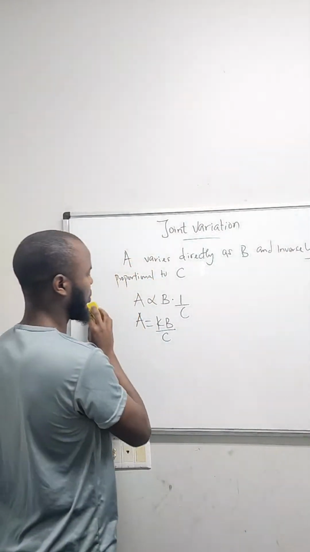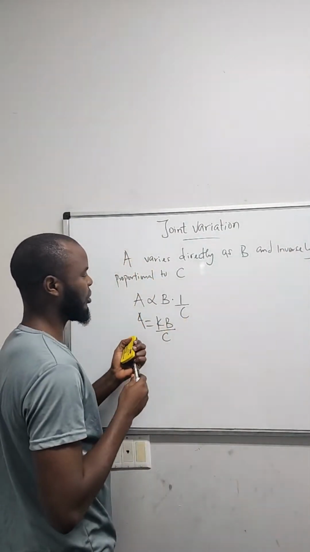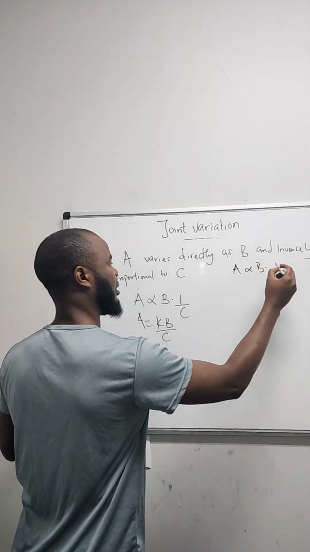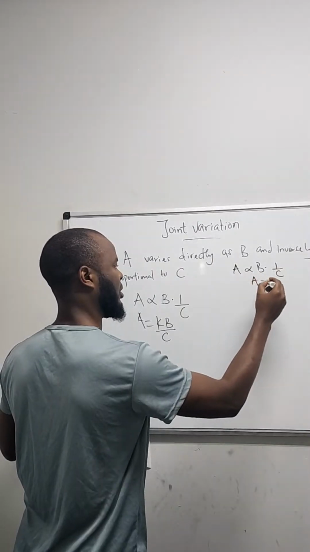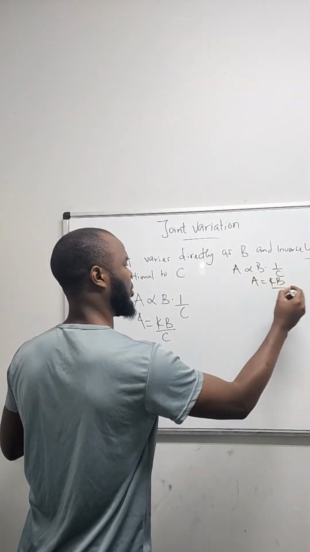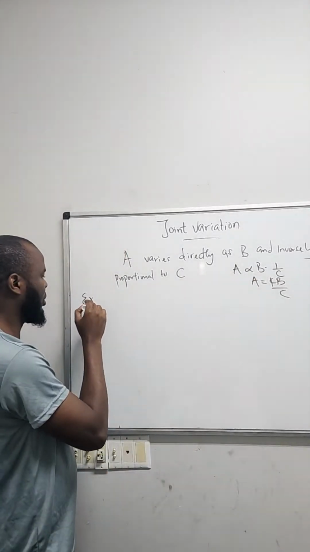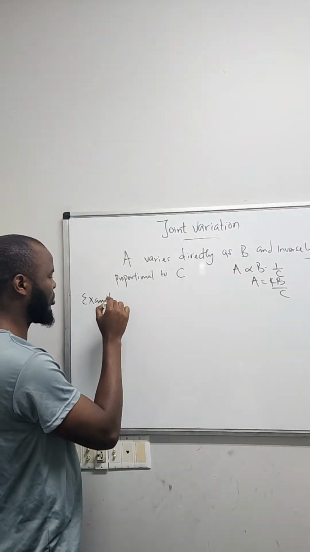Now, to do this, okay, let me just write this somewhere here. We have A varies directly as this. So we have A equals to KB over C. Now, let's look at the first example we have. So here we have example 1.